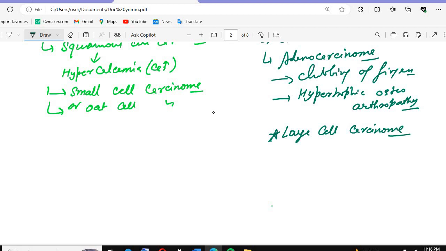Then large cell carcinoma is associated with gynecomastia. This is an example of peripheral lung cancer, with gynecomastia, and we will see galactorrhea as well.